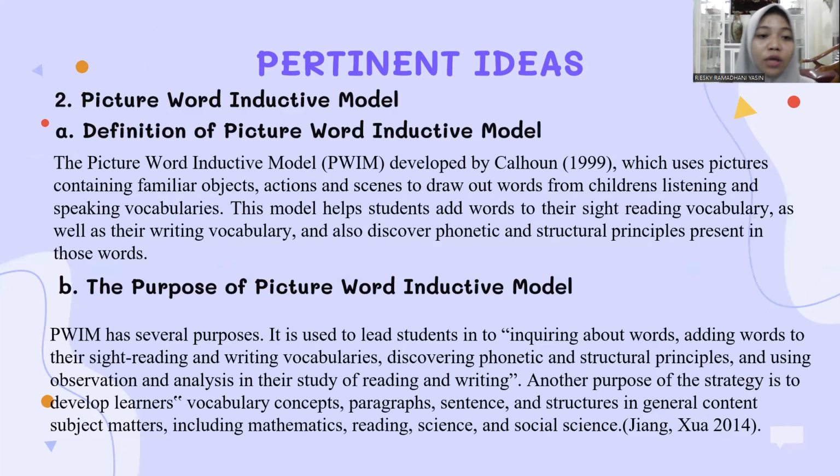The second is picture word inductive model. Definition of picture word inductive model. The picture word inductive model, or PWIM, developed by Calhoun in 1999, uses pictures containing familiar objects, actions, and scenes to draw out words from children's listening and speaking vocabularies.